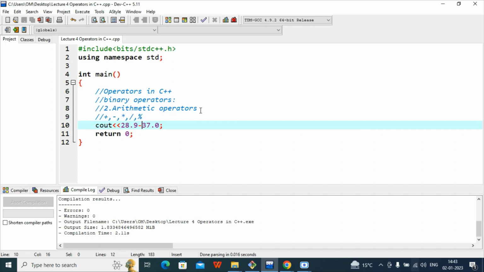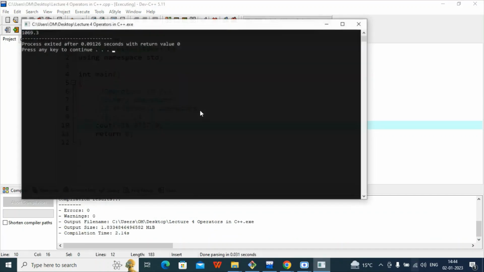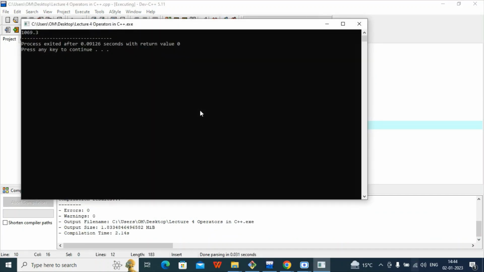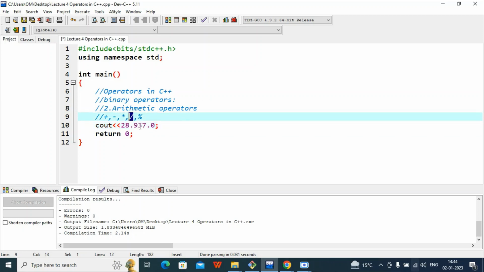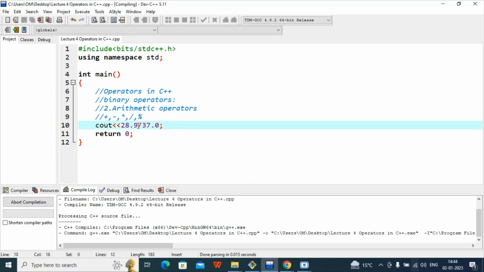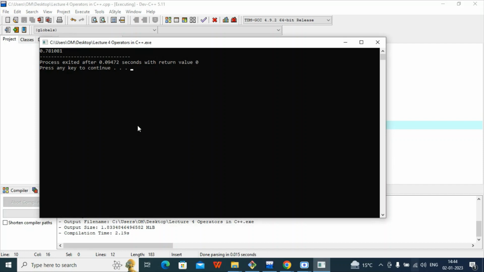Okay, so the next operator is multiply. Let us multiply these values only. Just put a multiply sign between the two numbers, right? That you do in your real life. Okay, it is 1069.3. Another arithmetic operator is your division operator. See my cursor? Division operator. Now, when you divide this, let us see what we will get.